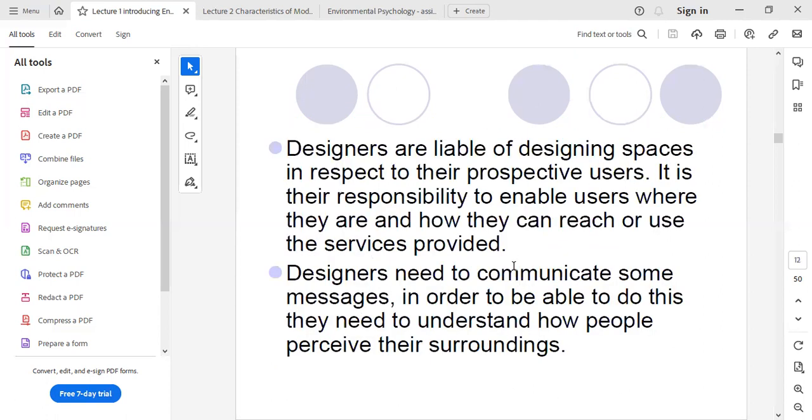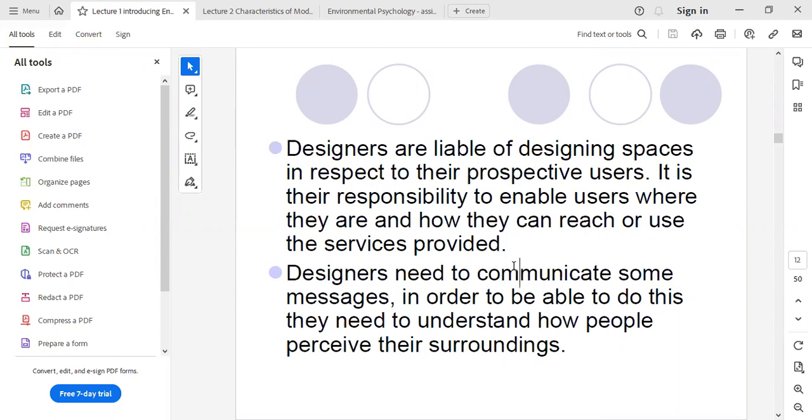So designers are very much liable in looking at designing places with respect to prospective users: who is going to be here, what are they going to do, and also their responsibility to enable users where they are, how they can reach or use the provided services as well. Some designers also need to communicate some of these messages, so they need to understand how people perceive their surroundings.